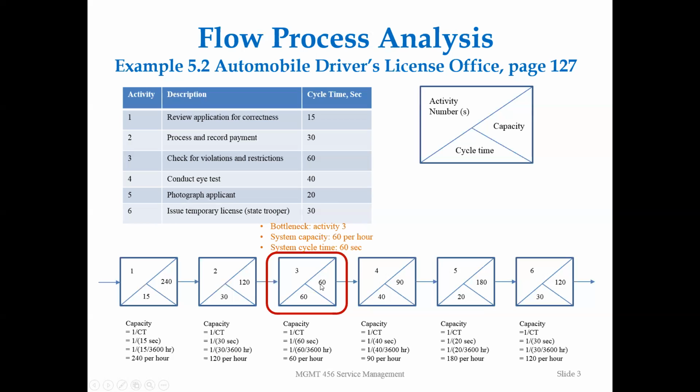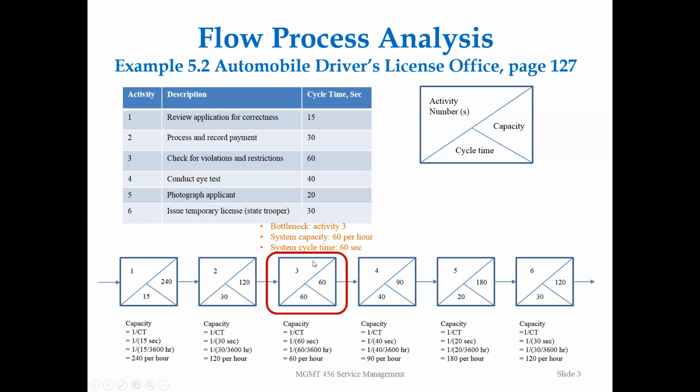If you have two persons handle activity 3, the capacity will be doubled, will be 120. My question is, if we hire one more person to handle activity 3, does that mean the system capacity, or the capacity for the entire process, can be doubled? Think about it. The answer is no.